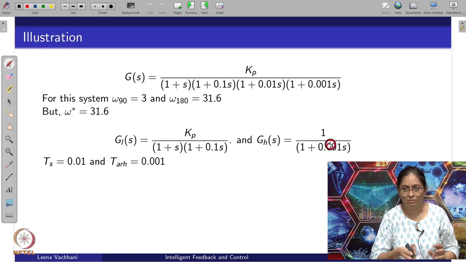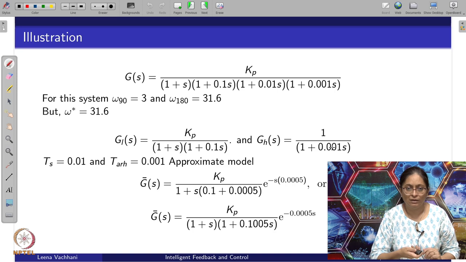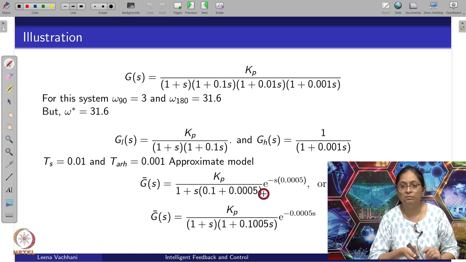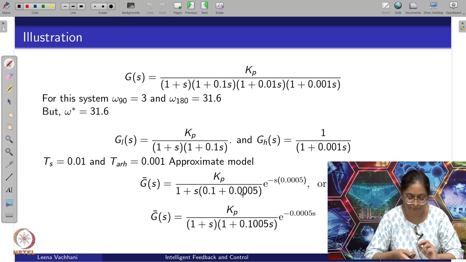Now my tau h is simple, because there is only one time constant, which is 0.01. Putting this into the approximate values, we get 1 plus s, then 0.1 and the time delay term. Since we are retaining Kp by 1 plus s, the rest is the approximated values, which turns out to be here. Since we have made the breakup here, all the higher order terms corresponding to time constants 0.01 and 0.001 are now reflected in the time constant 0.1 as 0.1005, and a time delay term corresponding to a very small time.